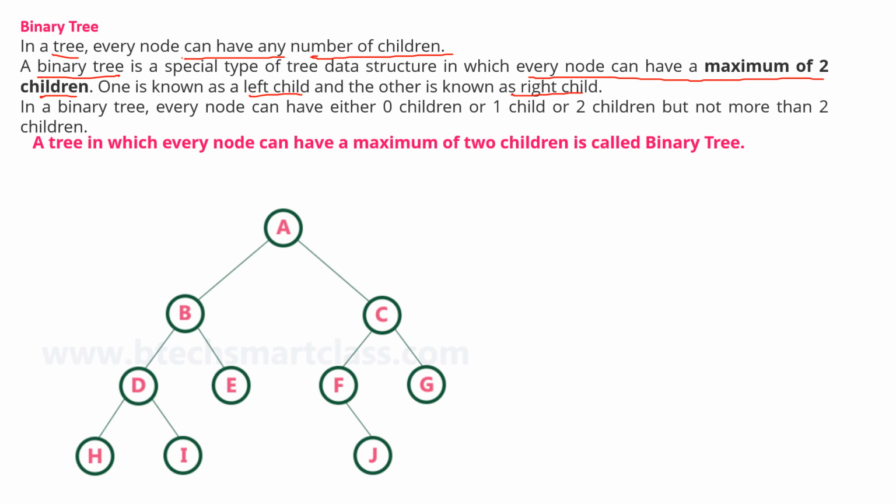So in a binary tree, every node can have either 0 or 1 or 2 children, but not more than 2 children. So this is an example of binary tree. So here, this is root of the tree, right? Check out every node. So every node present in the tree got either 0 or 1 or 2 children, not more than 2 children.